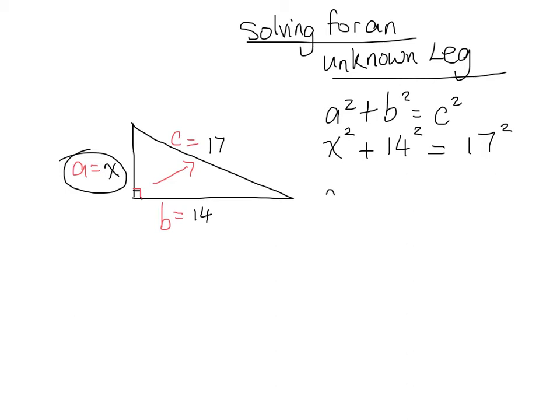So now we have that x squared. If we take 14 squared away from both sides, we get that x squared is equal to 17 squared minus 14 squared. Again, note that it's not plus, it's a minus. So x squared is equal to, if you do that in your calculator, 17 squared minus 14 squared should give you 93. So x squared is 93.